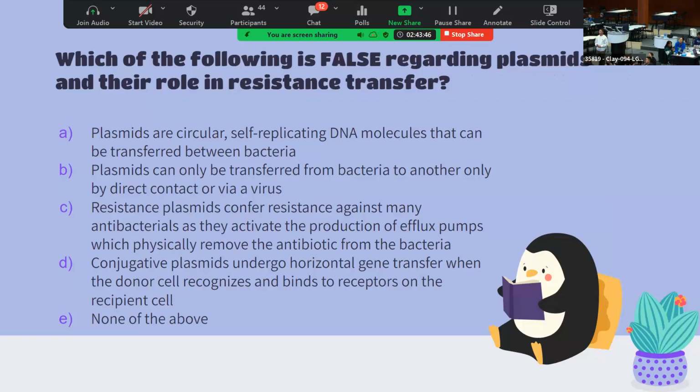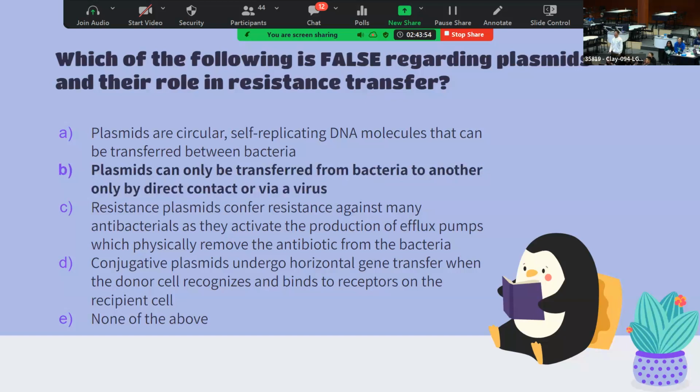Which of the following is false regarding plasmids and their role in resistance transfer? No, it's too long. All right, so the answer is B. So it can only be transferred from one bacteria to another. Yeah. Because remember, we have the conjugation, the transduction, all those other ways to transmit, the three ways.